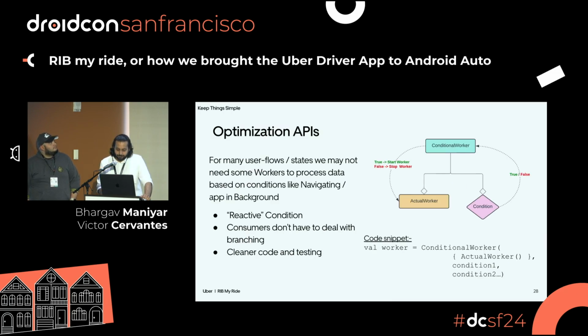And some optimization APIs. We have some workers that don't need to run all the time. For example, when the app is in the foreground, you need to run some workers, but as soon as the app goes to the background, we just want to stop executing. We don't want to create any extra pressure on the app or do any additional processing. So we came up with the conditional worker API that will only run when certain conditions are met, and it will stop right away.